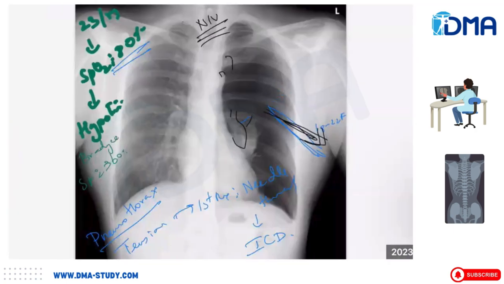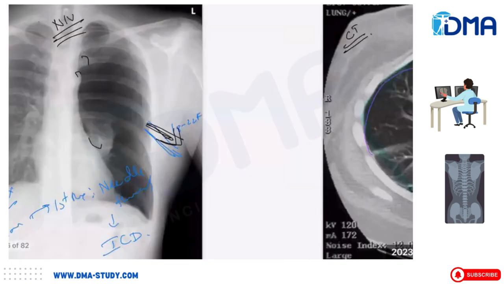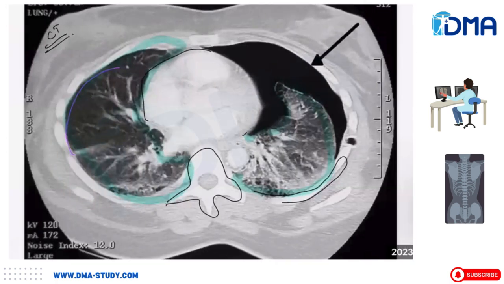Here you saw this air occupying the thorax in the pneumothorax, right? Imagine the same picture in the CT. The same air is occupying this area and pushing the lung parenchyma to the other side. It is a pneumothorax. Same X-ray, I am showing it in a CT form.